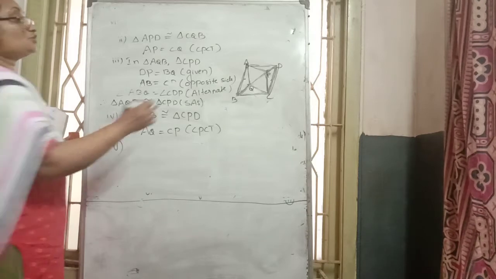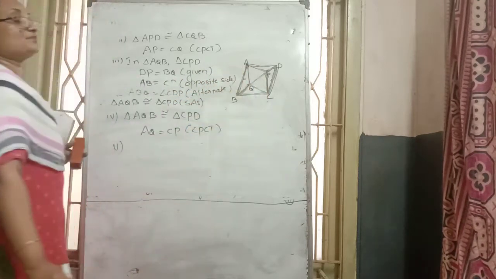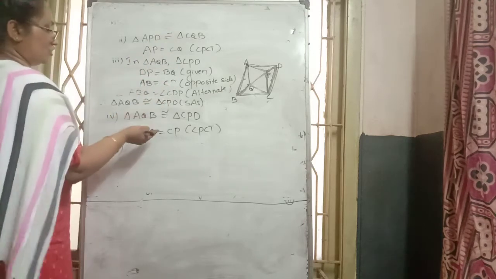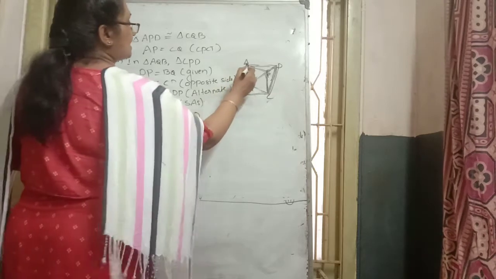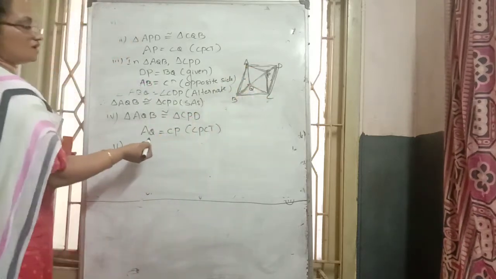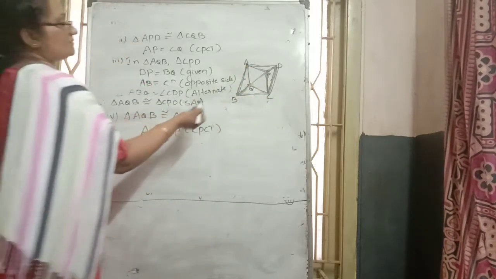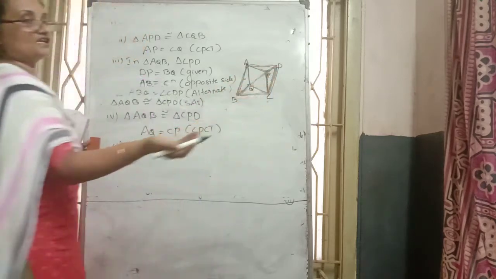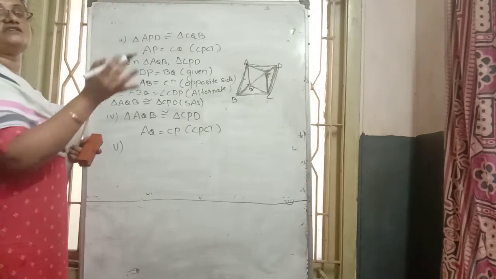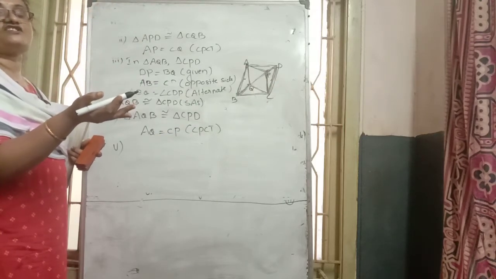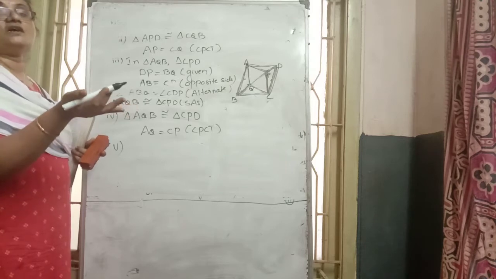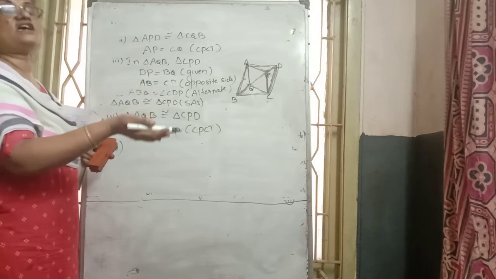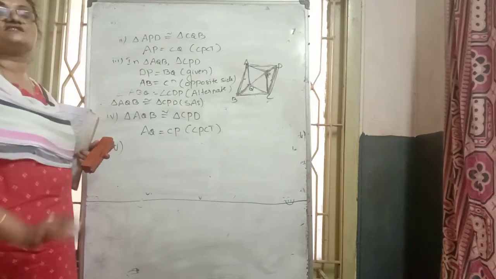Fifth case: how to prove? They ask us to prove that APCQ is a parallelogram inside the diagram. How to prove it? Already in the fourth case we showed that AQ and CP are equal, and by the second case we proved that AP and CQ are equal. Then they are the opposite sides of the parallelogram. That's why APCQ is a parallelogram.